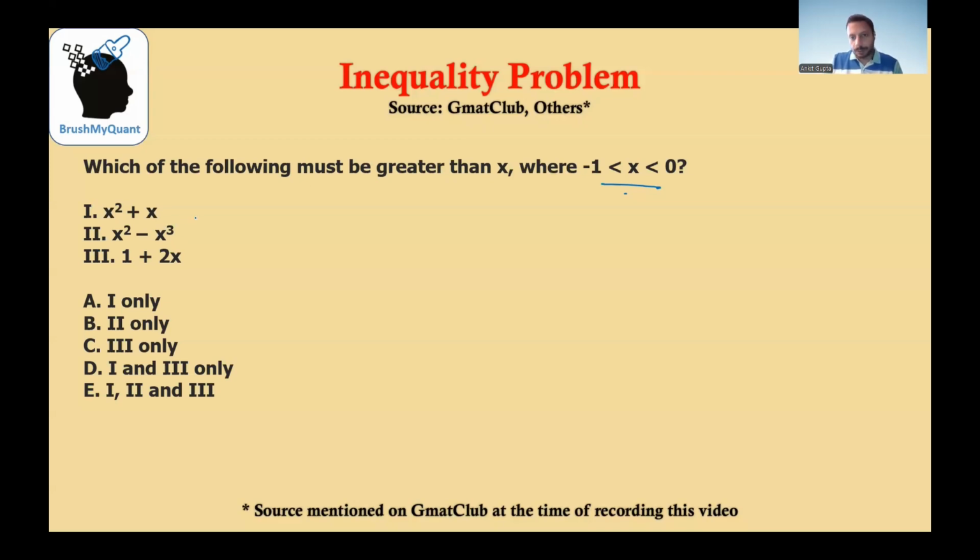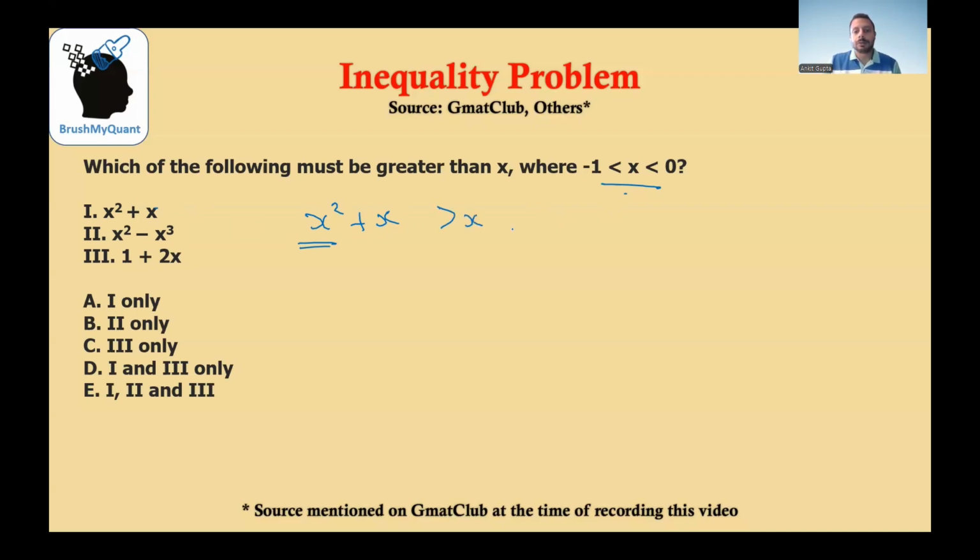Now let's solve this problem using algebra. So let's take the first option. The first option is x square plus x. Now we know that x is a negative number, and if we square a negative number, we are going to get a positive number. So if you add a positive number to x, definitely the value will increase and this entire expression will actually be greater than x.